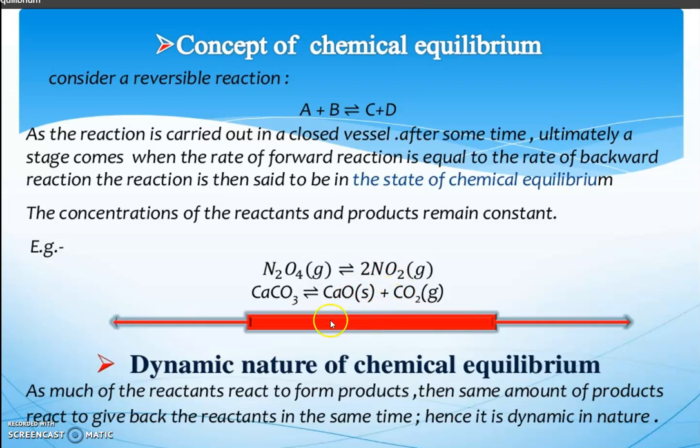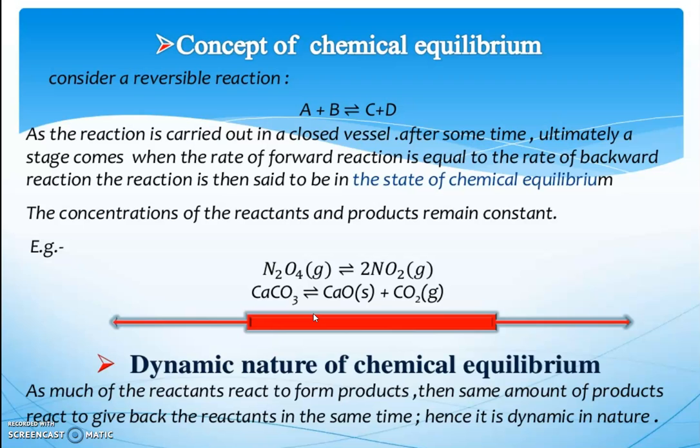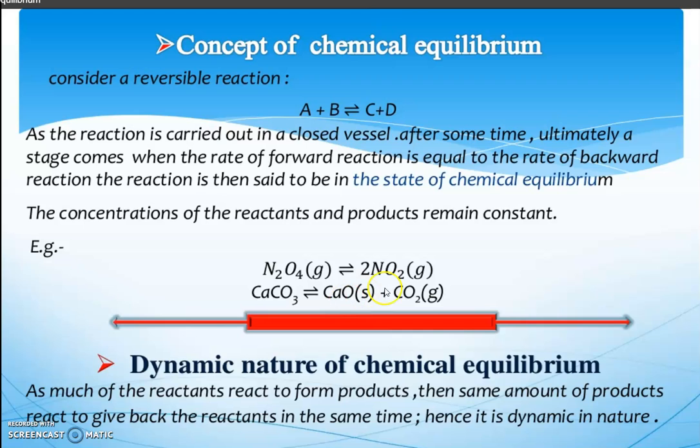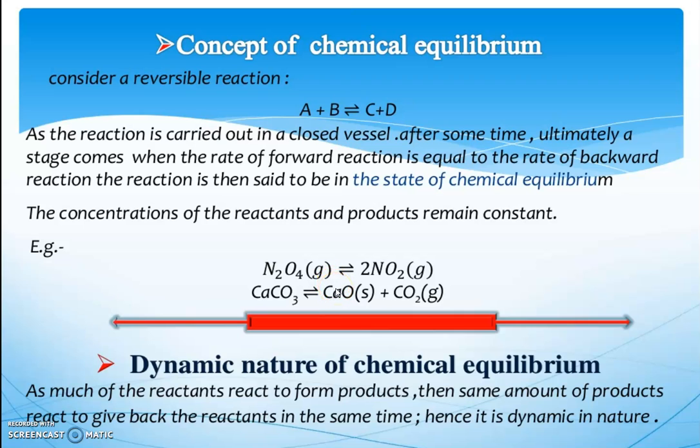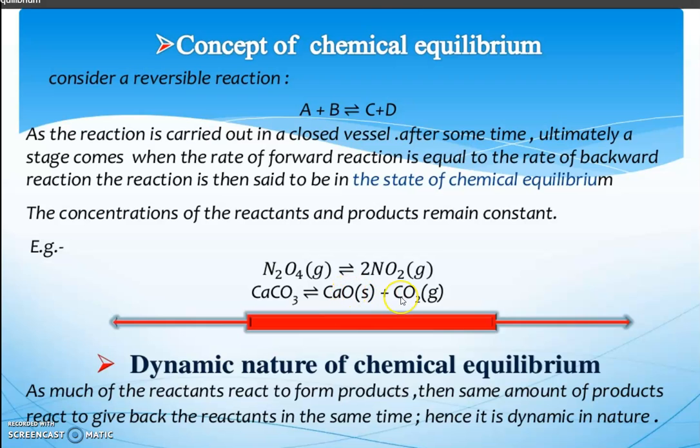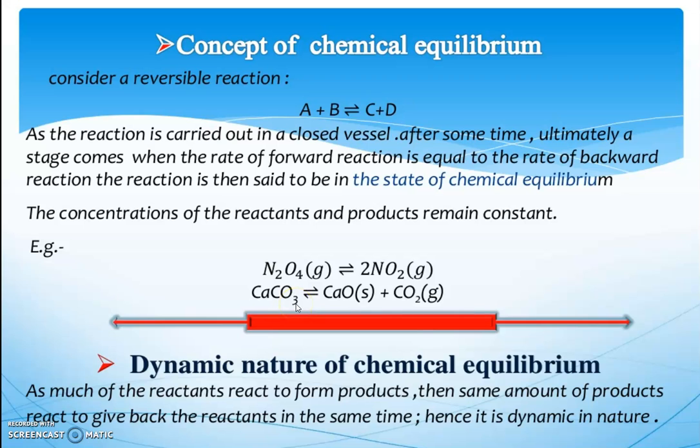If this reaction occurs in a closed vessel, what will happen at first? The calcium carbonate converts to calcium oxide and carbon dioxide. But after some time, the calcium oxide and carbon dioxide combine and start to form calcium carbonate. The forward reaction, the dissociation of calcium carbonate to give calcium oxide and carbon dioxide, and the reverse reaction, the association of calcium oxide and carbon dioxide to give calcium carbonate, will be equal after some time.